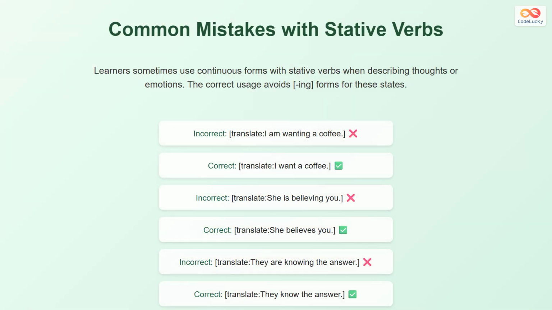Learners often use continuous forms incorrectly with stative verbs. Remember, you should say, I want a coffee, not I am wanting a coffee. Say, she believes you, not she is believing you. And they know the answer, not they are knowing the answer. These mistakes happen because students treat these states as actions. Keep in mind that stative verbs stay in the simple form.